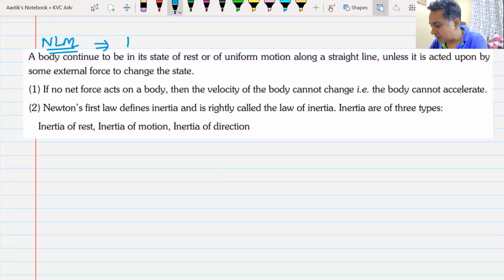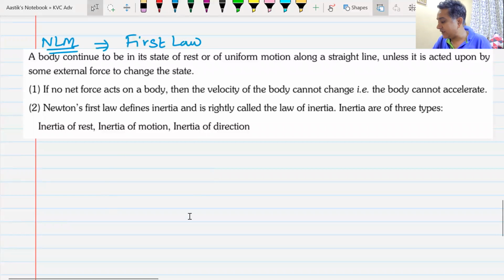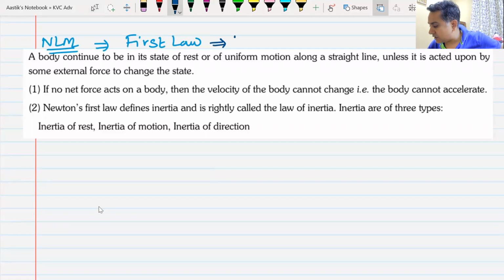First law. What does the first law say? Everybody is in rest or uniform motion until an external force is applied. And that property is known as inertia. So Newton's first law of motion is also known as the law of inertia. We understand this? Yes, sir.